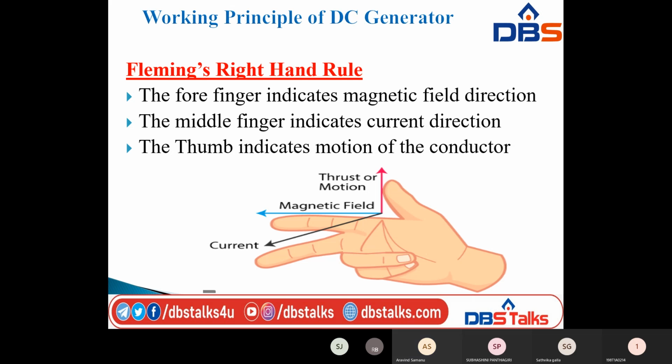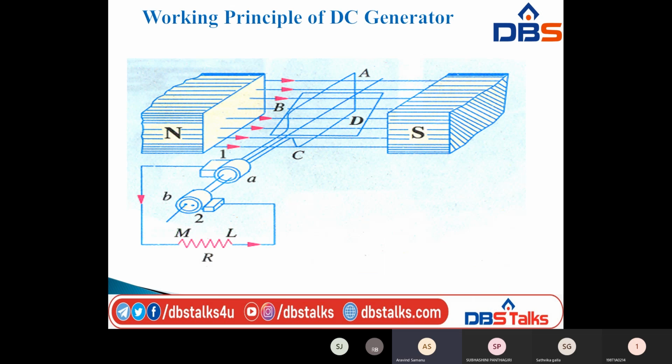Next is the basic working principle of a DC generator. Here we have two poles, the north pole and the south pole. These are the slip rings, and this one is the conductor. The conductor is moved. This conductor has four sides, that is ABCD.